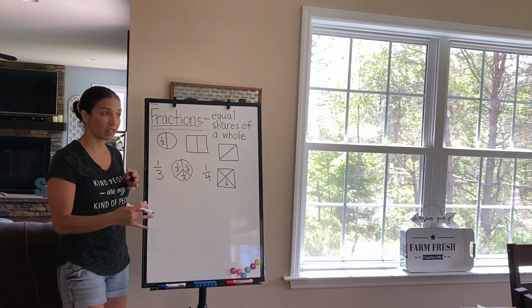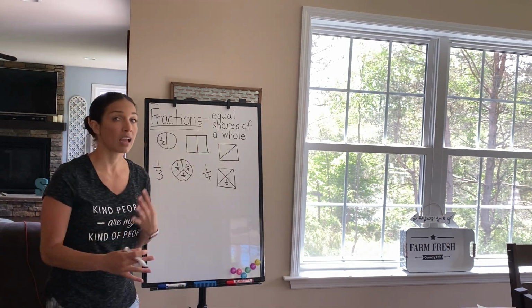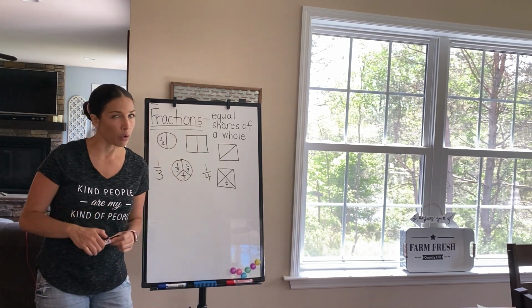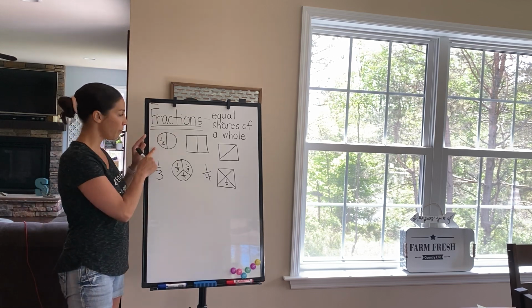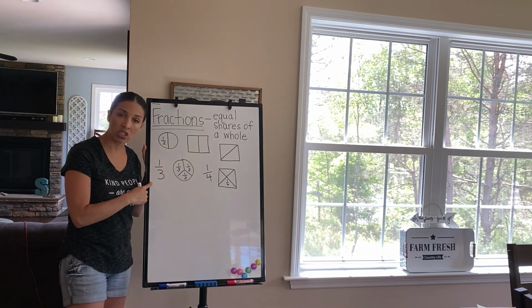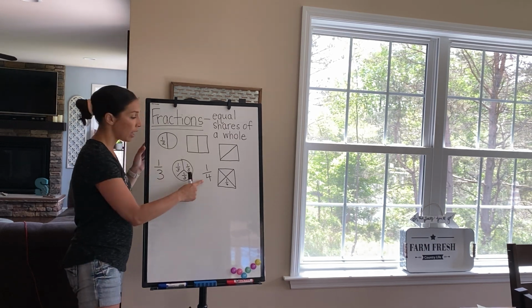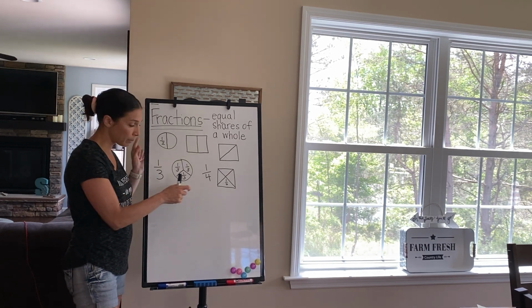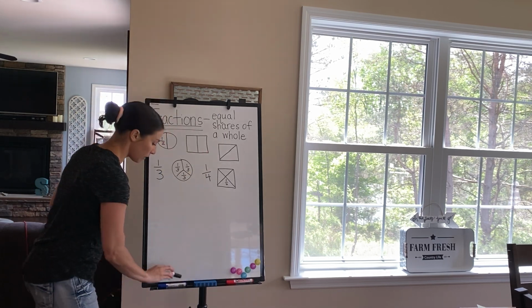I could do fifths and sixths and sevenths and eighths, and we will see a little bit of those. But the main ones we're gonna focus on are 1 over 2, otherwise known as a half, 1 over 3, which is otherwise known as a third, and a fourth, okay? I'm gonna leave those up.